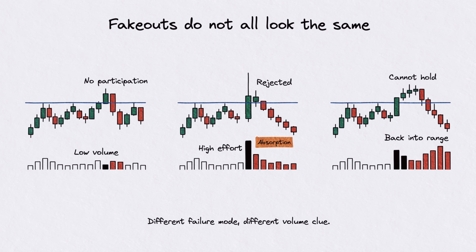Now, most breakouts do not complete all 4 phases, and this is exactly where the trap forms. There are 3 failure modes. Each looks different. Each has different volume characteristics.